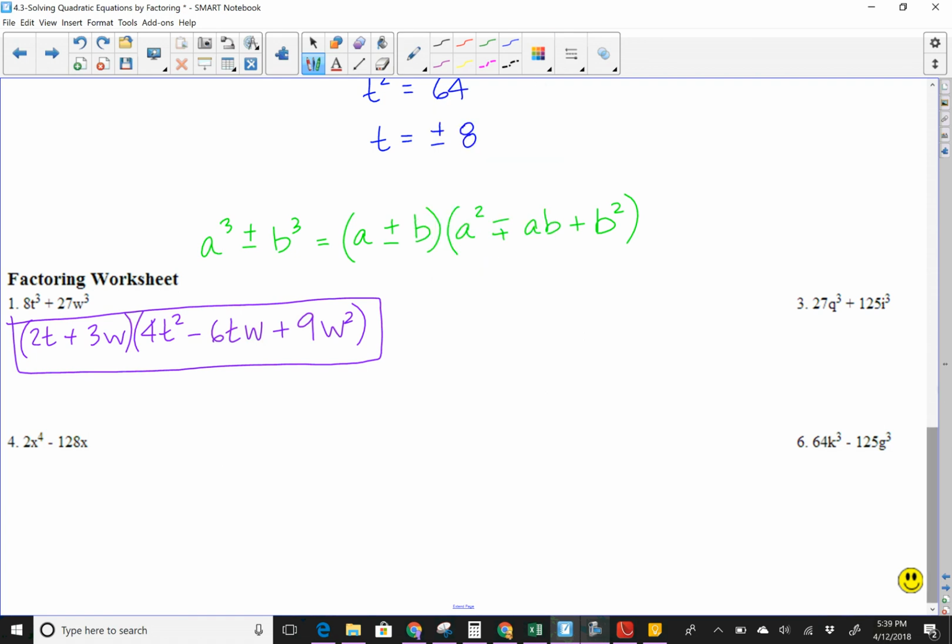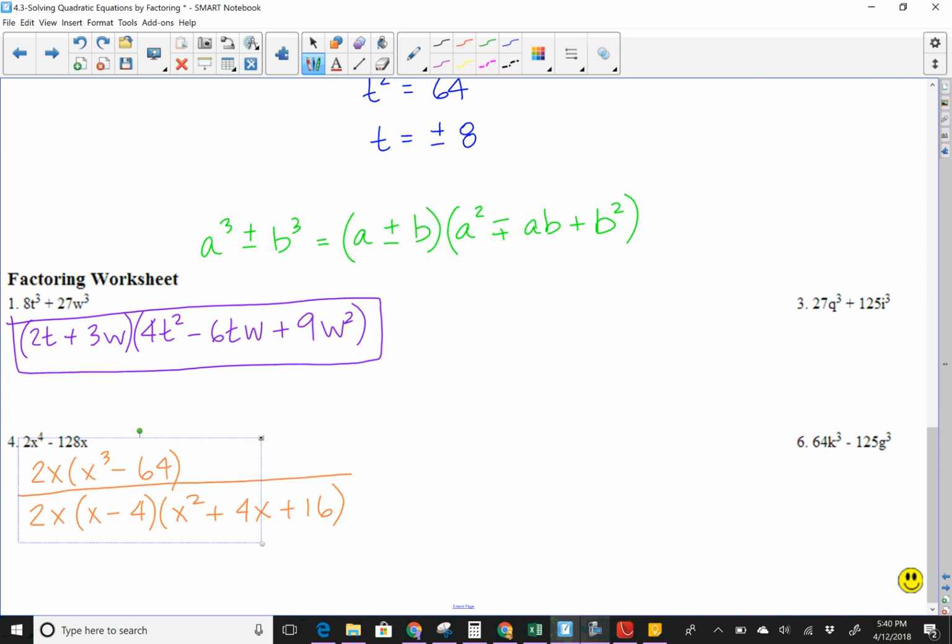Okay, last one. We talked about this. When you have 2 terms, the first thing you're always supposed to do is look for a GCF. These 2 have a GCF. That GCF, of course, is 2x. So I have 2x times x cubed minus 64. And then you can see that these 2 are perfect cubes. So 2x, x minus the cube root of 64 is 4. Square it, change the sign, multiply it together, and square the last one. And that is how that factors.